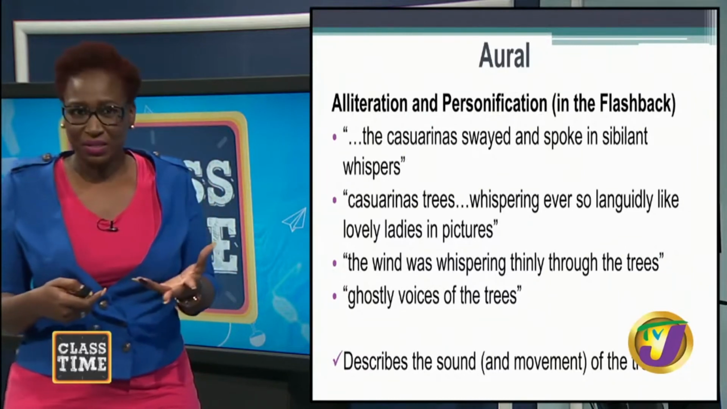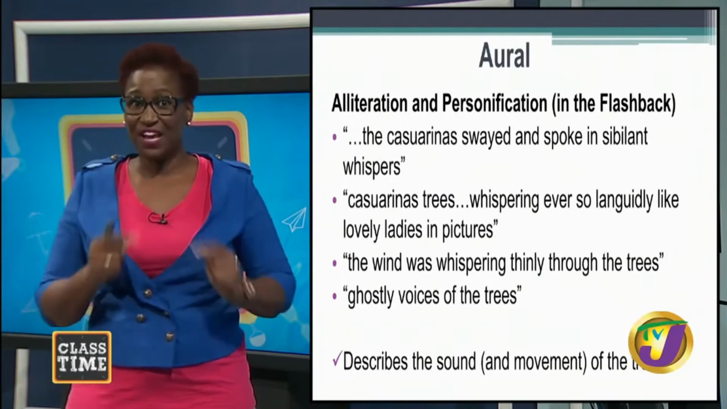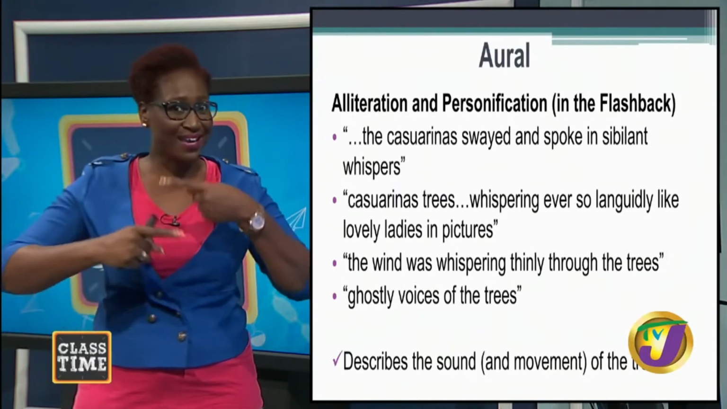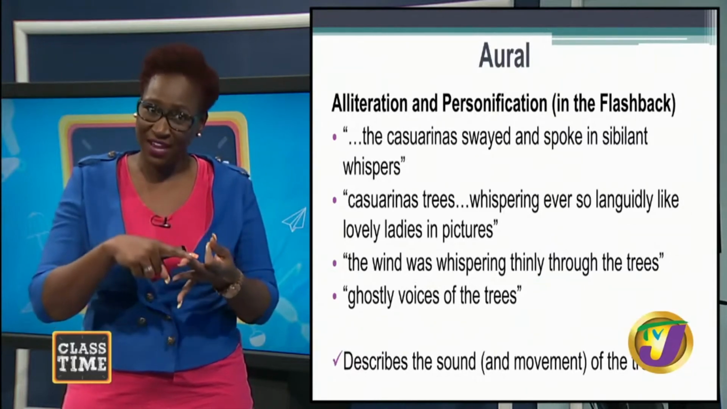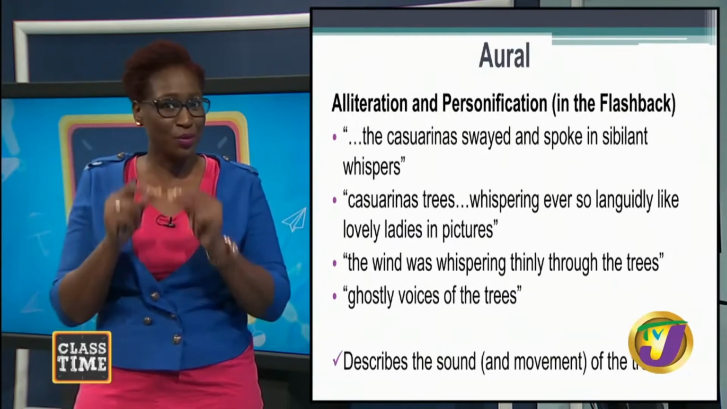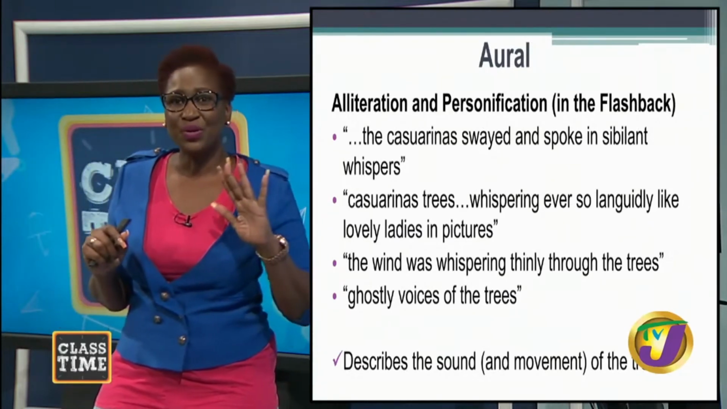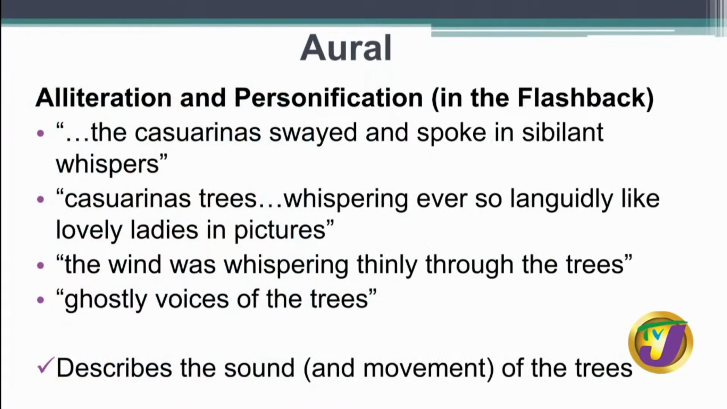Then you have the oral images now. So we have the alliteration and the personification being used within a flashback. So you see how everything ties up. So we have the imagery, we have the figurative devices and techniques within the imagery, and we have the narrative technique all tied up in one cute bow. So you're looking at the casuarinas swaying, and they're speaking in sibilant whispers. Right there you're hearing the, what animal goes? So the danger right there.